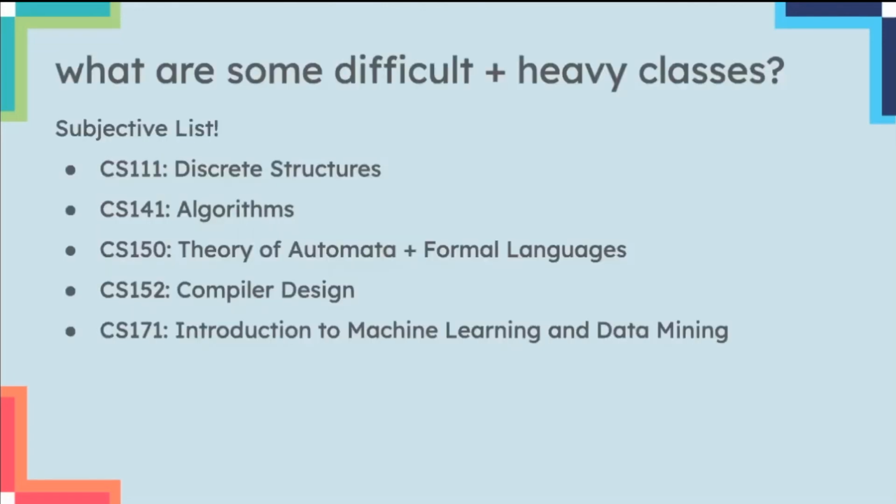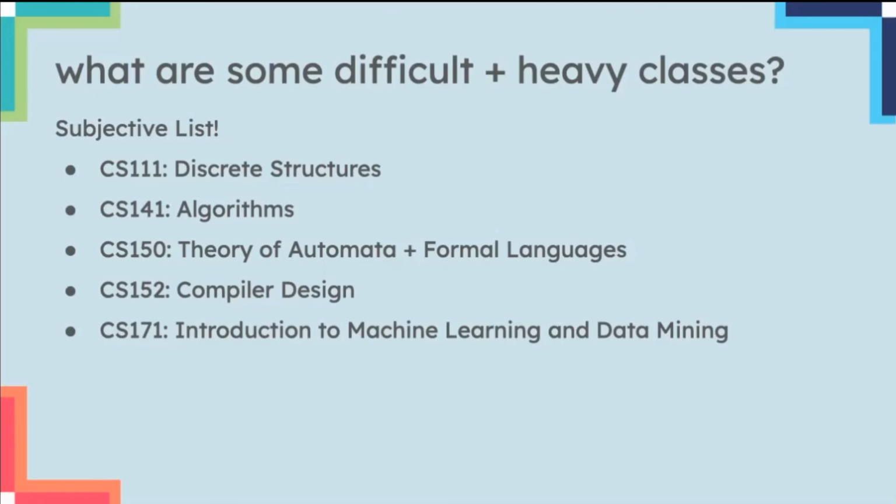So these are the most notably hard classes. Obviously, the list is going to be subjective, right? Depending on your professor or how interested you are in the subject, you may or may not find these classes difficult. So first off, we have CS 111, that's discrete structures. This is one of the first upper div classes that you will probably find hard. The other class is CS 100, but that class is pretty okay. And personally, I think it's light work.